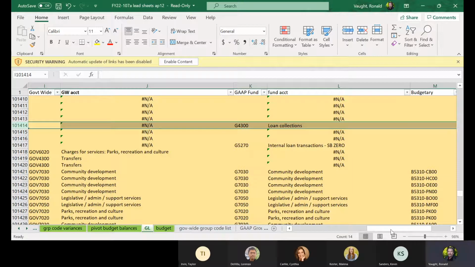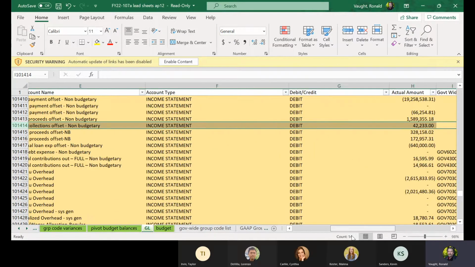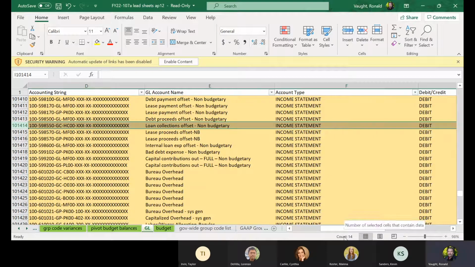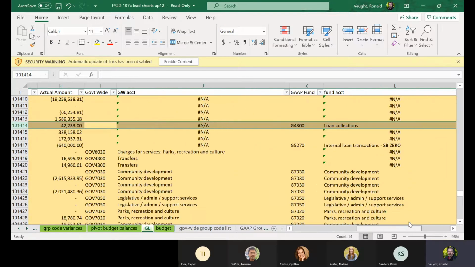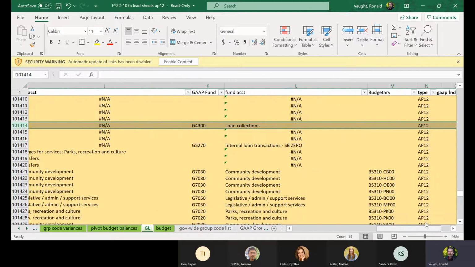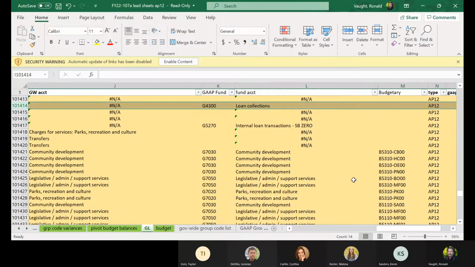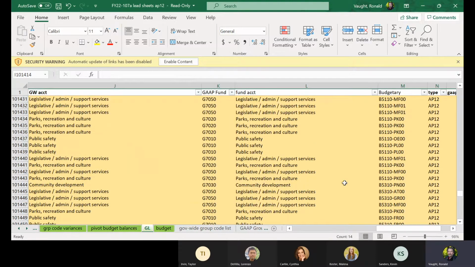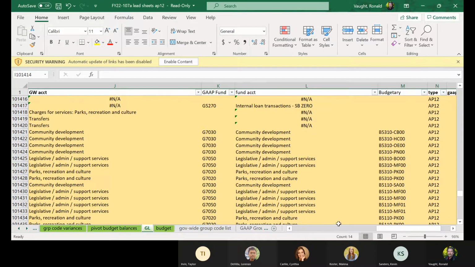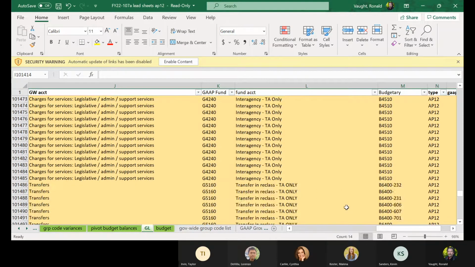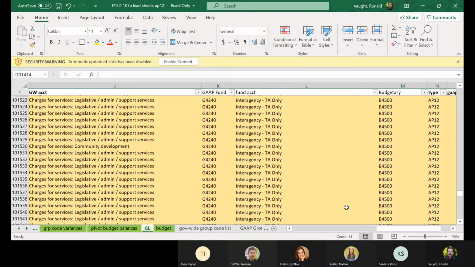So we got two more here where there isn't a budgetary code. And what they are is offset accounts. It makes sense that you wouldn't have something related to a loan offset account, since there are no loans receivable in the budgetary basis.